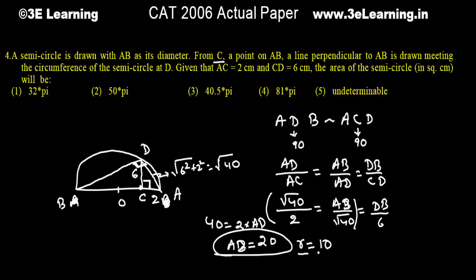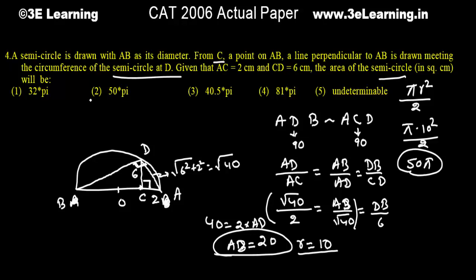Now, since we have a radius, we can find the area of the semicircle. Area of semicircle is pi r square by 2. That is pi into 10 square divided by 2, which is nothing but 50 pi. So 50 pi is our answer. I hope this one is clear.